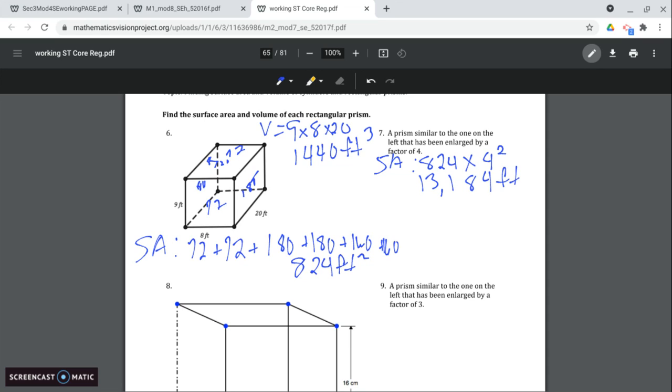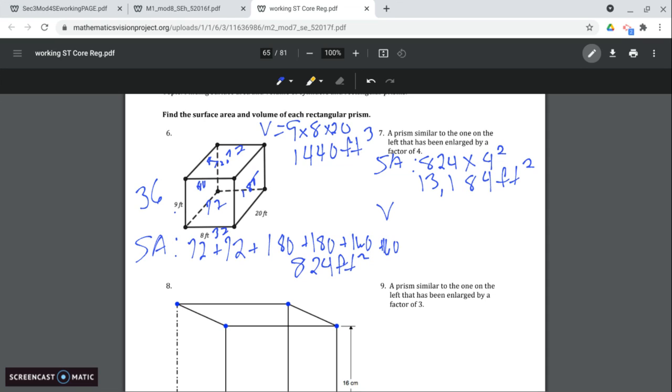13,184 feet squared, because each of your dimensions is 4 times larger. So if we multiplied 9 by 4, we'd have 36, and 8 by 4 would be 32. And if we multiply those, we'd end up with 1,152. Now, if you divided that by 72, you'd find that it's 16 times bigger. So that's why we multiply it by 4 squared.